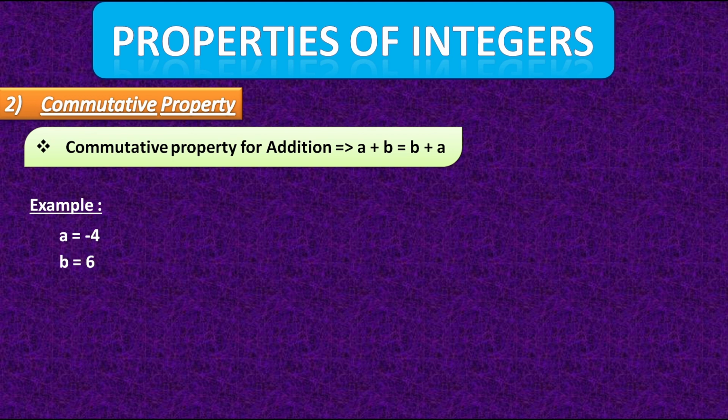Okay, so here the left hand side has a plus b. Now let's put the values of a and b. Then I get minus 4 plus 6. Now here both of them have different signs, so we have to subtract. 6 minus 4 gives us the answer as plus 2. Why plus 2? Why not minus 2? Because 6 is the greater number and we have to give the greater number's sign to the answer.